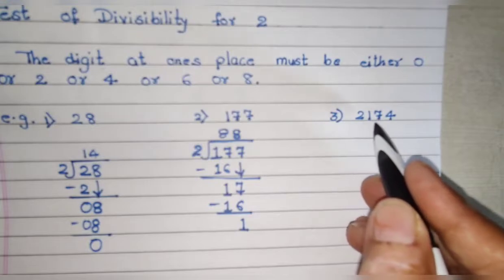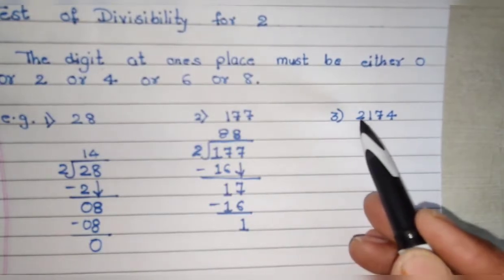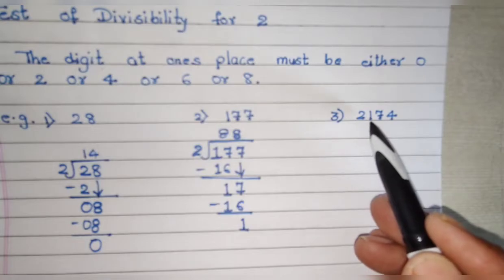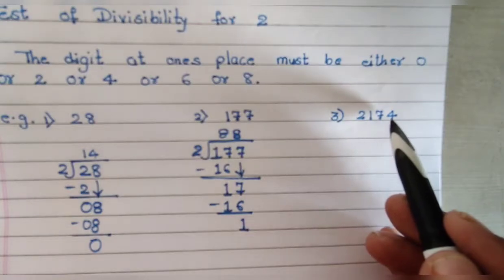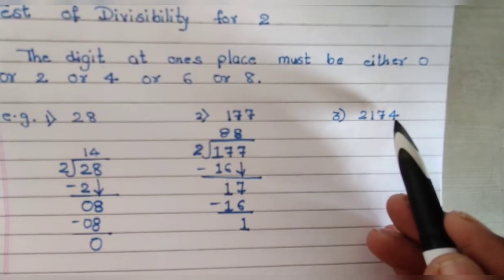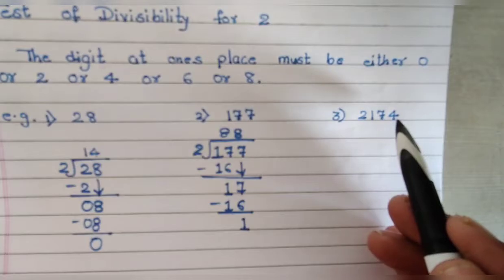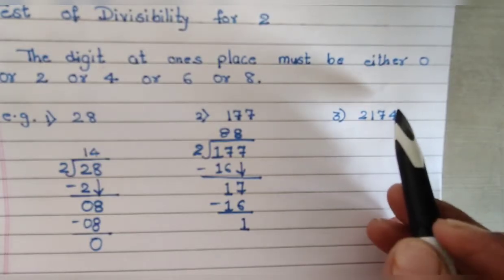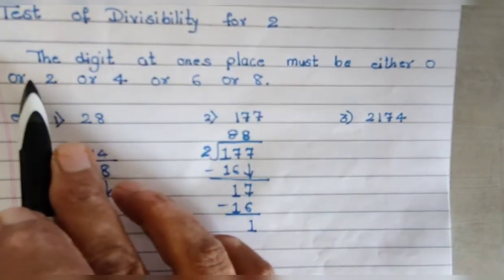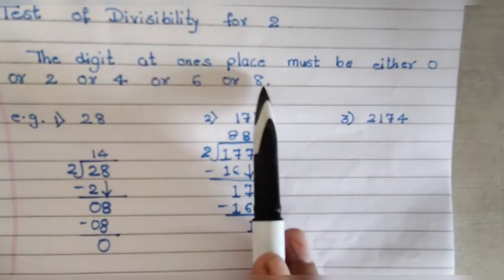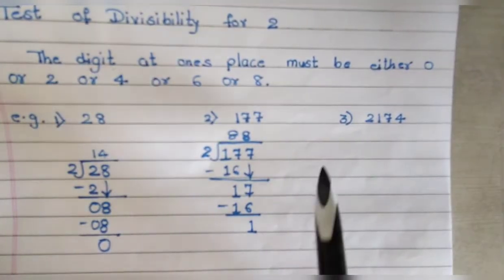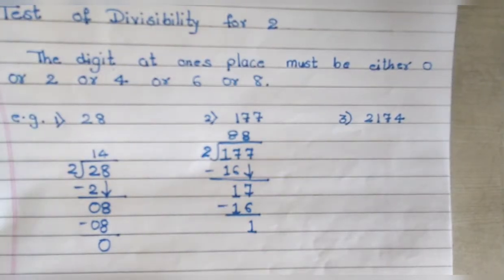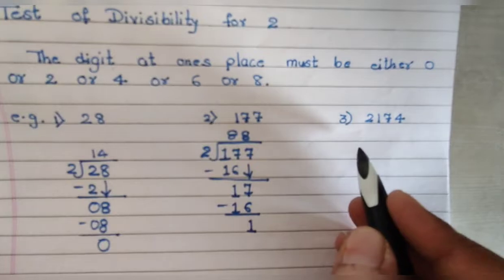Here the given number is 2174. 2 is at the thousands place, 1 is at hundreds place, 7 is at tens place, and 4 is at units place, that is ones place. Now let us see whether this is divisible or not. The last number must be even, that is, it must be either 0 or 2 or 4 or 6 or 8, and as we can see 4 is here. So this number will be completely divisible by 2. We can say directly. You want to prove? So let us divide and see.